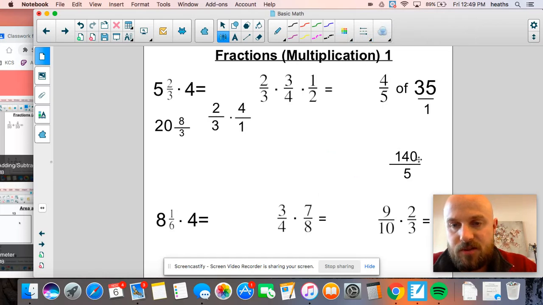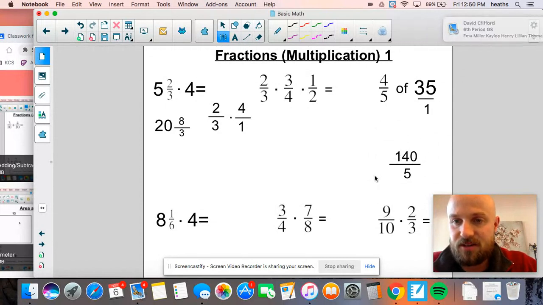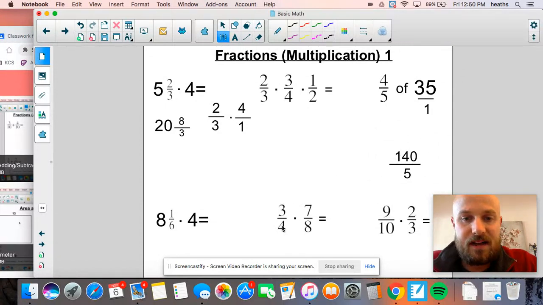If you can get 140 over 5, very similar to what I said with number 1, that's fine. We're going to work more on simplifying these. There's more that we could do with this problem, but I just want you to be able to get this far, especially in this goofy week. So I'm going to take 140 over 5 as your final answer. So we did one with a mixed number, and we did one here.